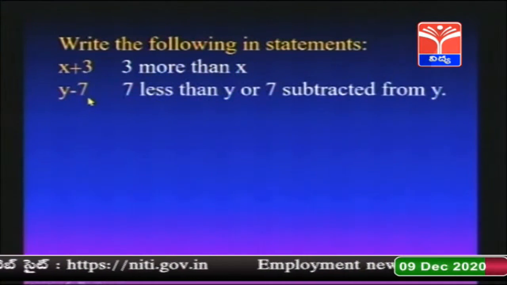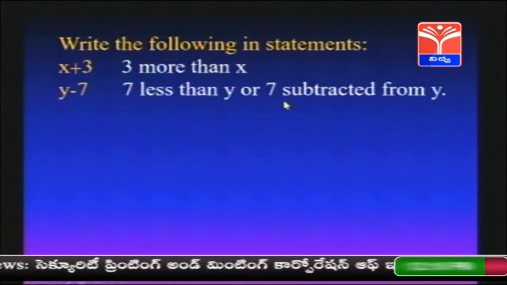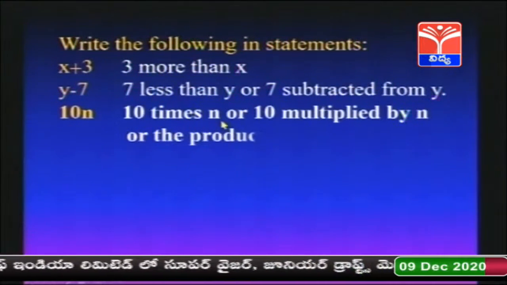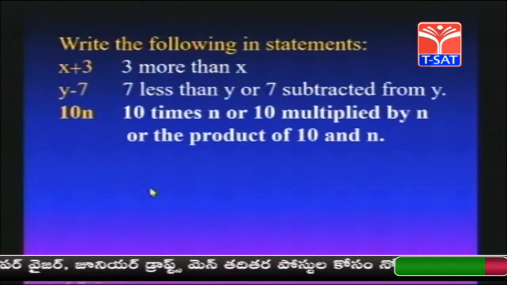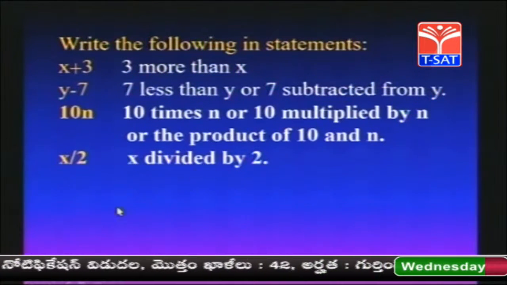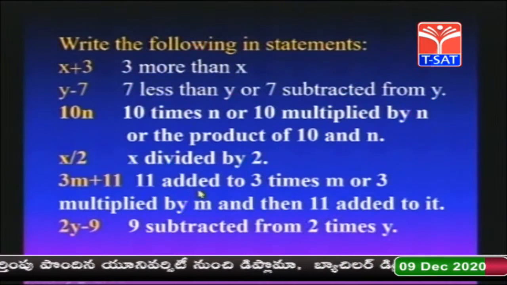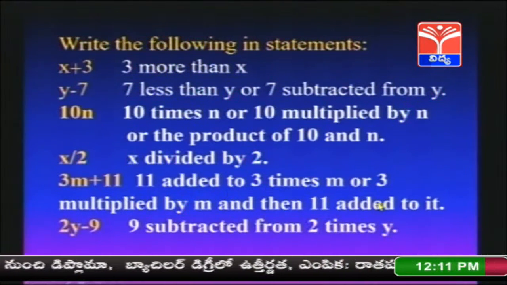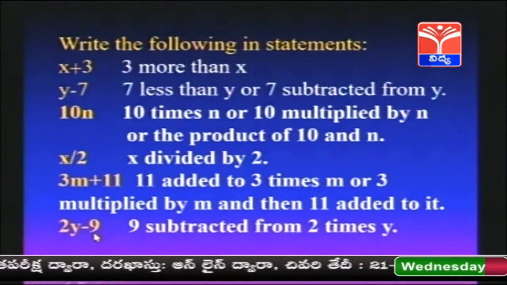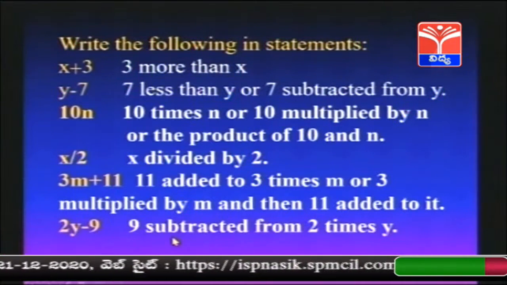y minus 7, 7 less than y, or this can also be written as 7 is subtracted from y. 10n, 10 times n, or 10 multiplied by n, or the product of 10 and n. x divided by 2, x by 2. Next one, 3m plus 11, 11 added to 3 times m, or 3 multiplied by m and then 11 added to it. Next, 2y minus 9, 9 subtracted from 2 times y.